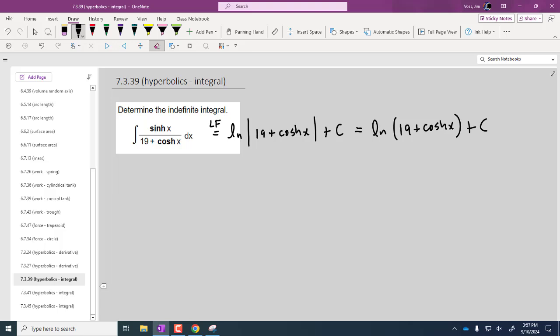What if we didn't have the parentheses? Can we just write natural log 19 plus cosh x plus c? Those you need, because there's a plus. If it was all multiplication, you wouldn't need them. Yeah, you always need them whenever there's an adding or subtracting. So log form.